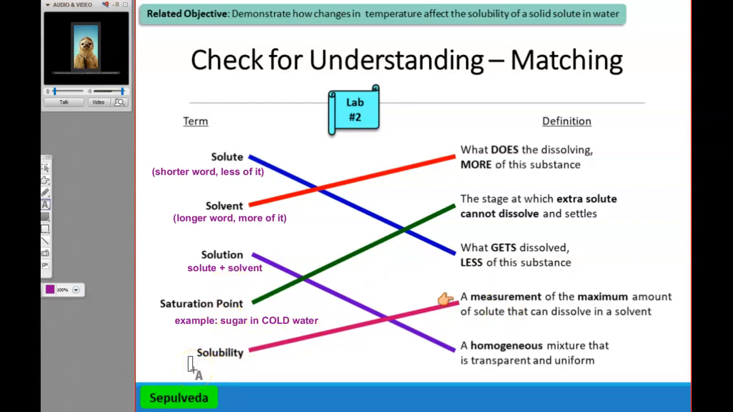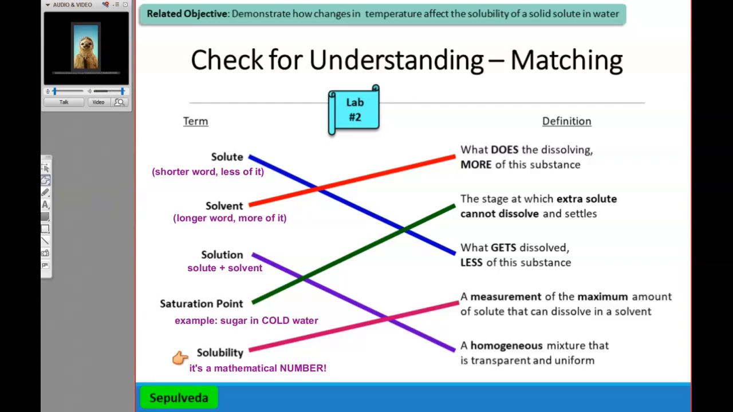Solubility is a measurement. So when we hear the word measurement of the maximum amount of solute that can dissolve into water, that is mathematical. Solubility is what is mathematically going to be the most that the solvent can hold of the solute. So please make sure that you are aware of the difference between the saturation point and the solubility. One is conceptual, where we can see it and experience it. We know that when we see the floaters at the bottom, it's hit its point. Solubility is that mathematical, and that's what we just did.